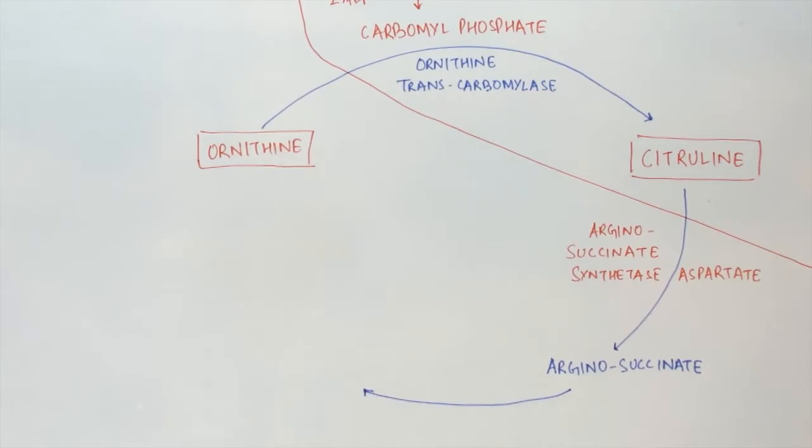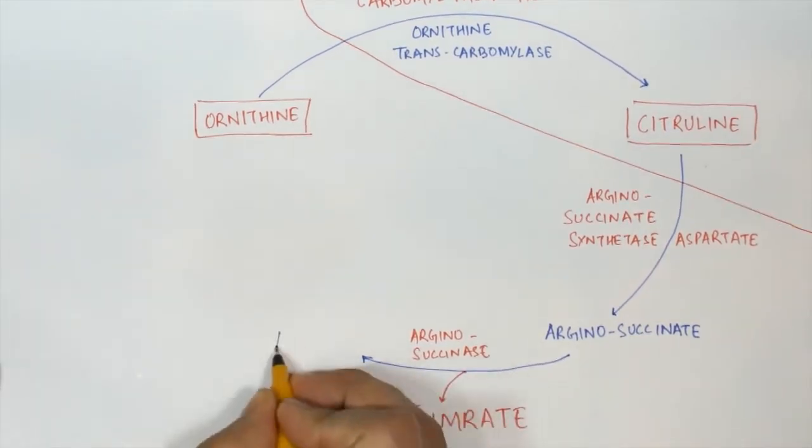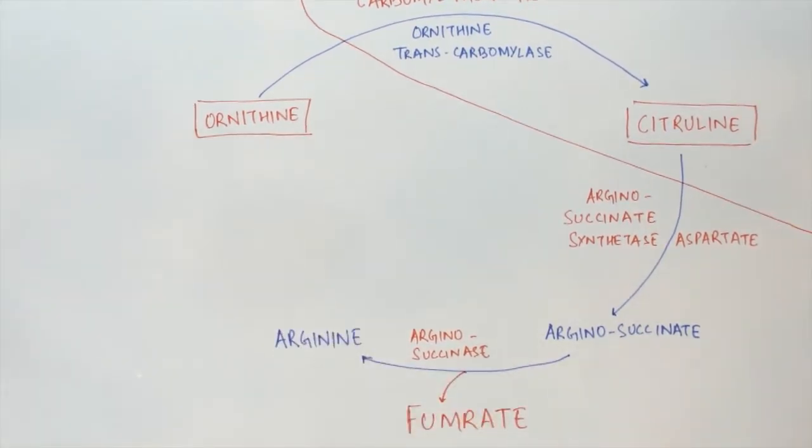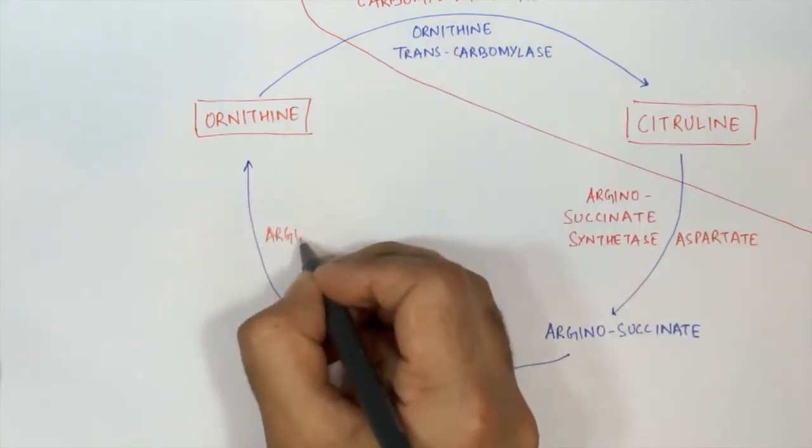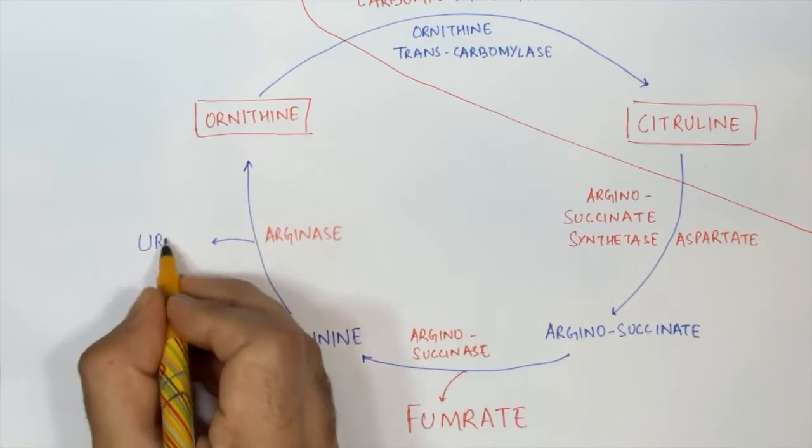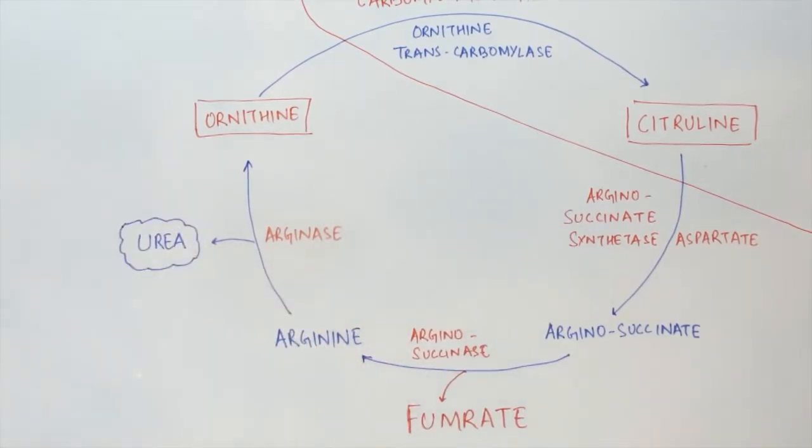Now in the next step, the enzyme arginosuccinase acts upon the arginosuccinate and lyses it to produce two molecules, the fumarate and the arginine. Now in the last step of the urea cycle, the enzyme arginase acts on the arginine and lyses it to produce urea and ornithine. The ornithine is utilized back into the urea cycle, whereas the urea is a soluble compound. It dissolves into the blood and is transported to the kidneys to be excreted in the form of urine.